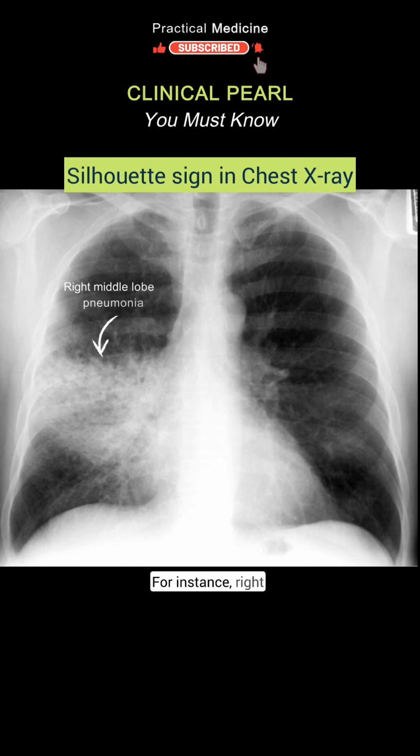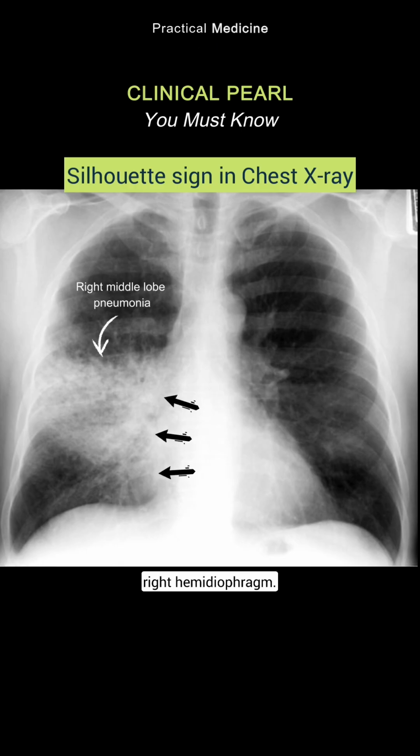For instance, right middle lobe pneumonia obscures the right heart border, while right lower lobe issues obscure the right hemidiaphragm. Coined by Dr. Benjamin Felson, it relies on the principle that borders depend on density differences, air versus soft tissue.